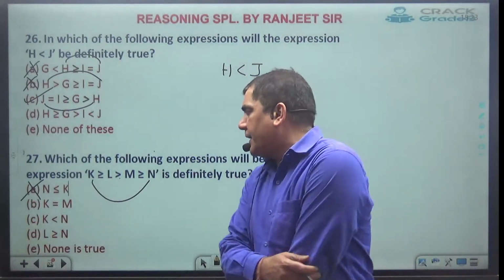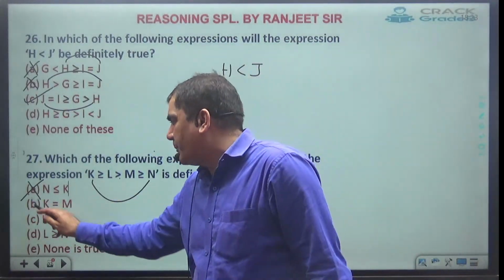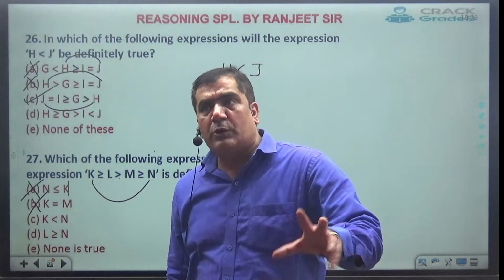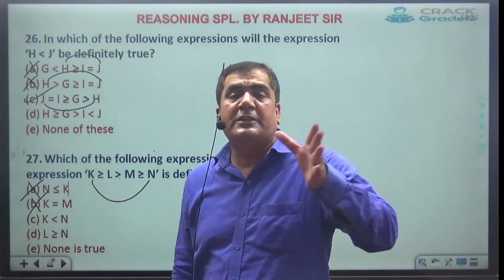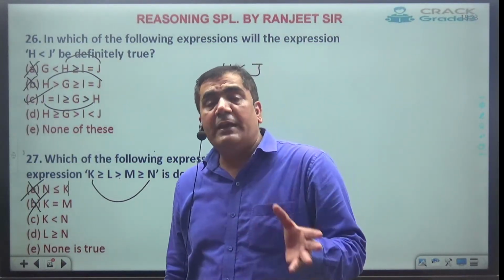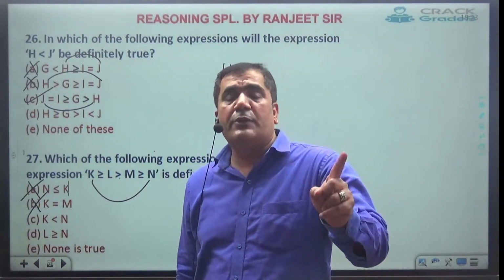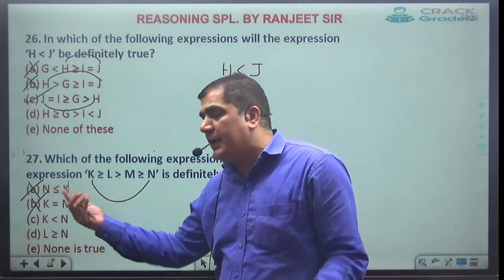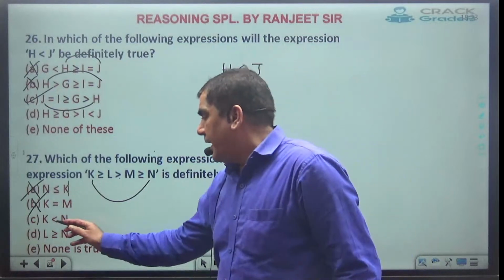Second, K equal to M. See, equal to is not possible because we check equal to if and only if they will have some relation between them. Means whenever any face is going to generate, then only you should go for equal to. So moreover, equal to is not possible. Leave it.